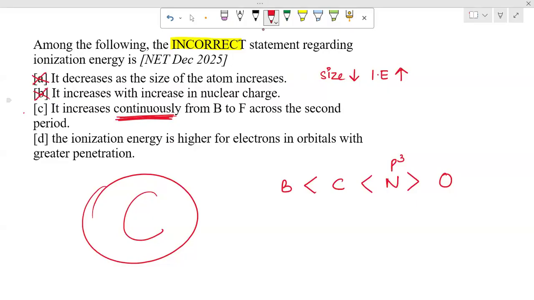D, the ionization energy is higher for electrons in orbitals with greater penetration. That is also true. So the correct option is C, which is incorrect. This question was asked in December 2025.